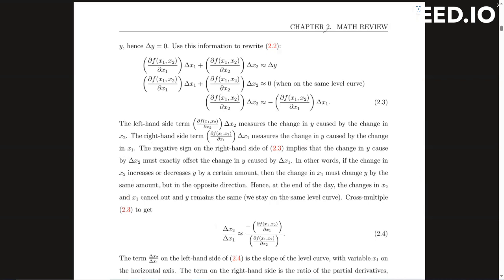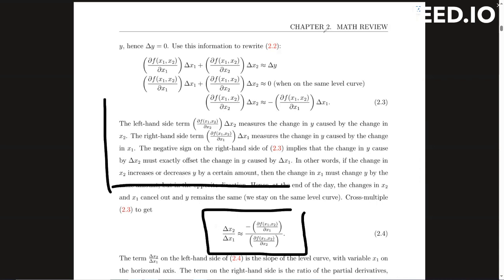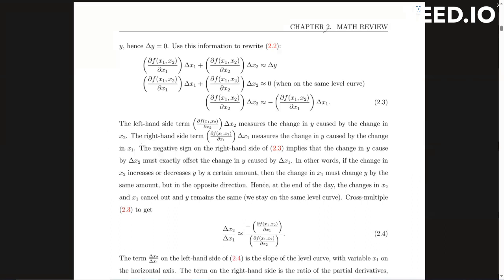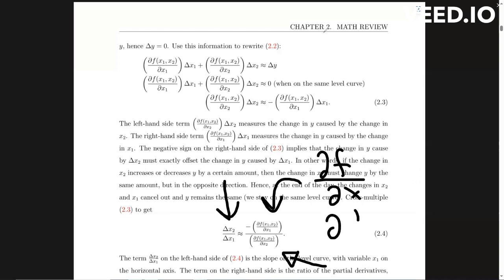So let's get to the point. We're on the same contour line, and this gives you the slope of that contour line. They're telling us the slope, the rise over run, or the negative rise over run. This equation just gives you the slope. That's all it gives you there. But they are telling us something, so we want to define this. The top right here is the partial derivative, the derivative of f with respect to x1, and this right here is the partial of f with respect to x2.